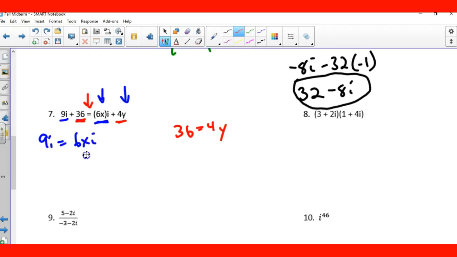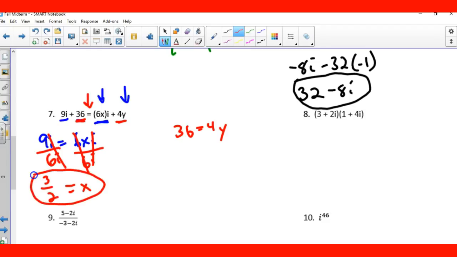So right here, I'm gonna solve for x. I'm gonna divide by 6i, okay? And what happens is everything on the left cancels, and I'm left with x, and on the right side, the i's are going to cancel out, and I have 9 over 6. 9 over 6 reduces to 3 over 2. So that's x, 3 over 2.